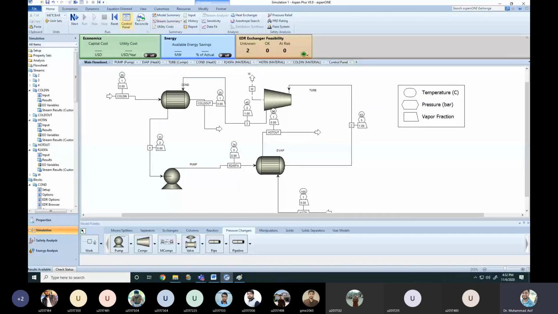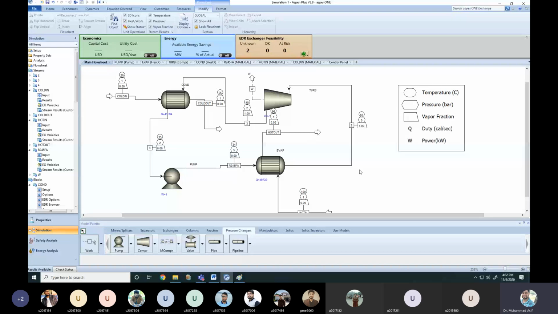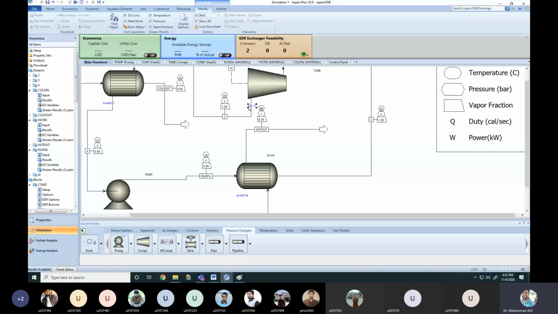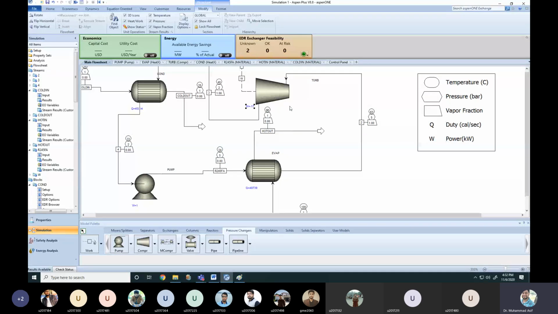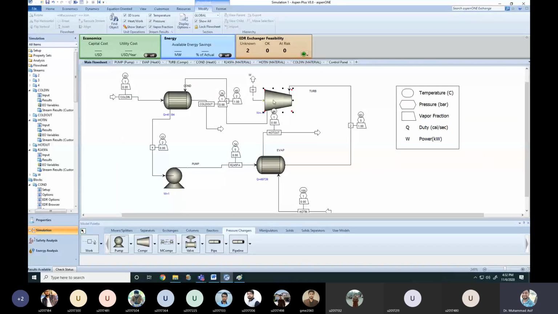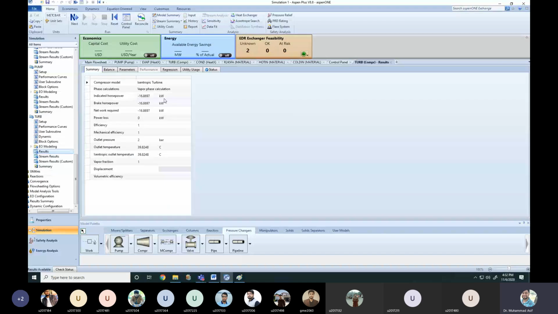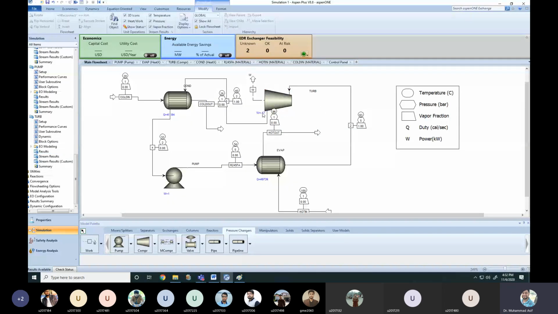We need to represent it from modify. You click on modify and there is a tab called heat slash work. If you click on that heat slash work, now again you can see the work here. Can you see that? So how much work is produced? 17 kilowatt. If you right click on that and click on results, you can see that the work produced by that turbine is about 17 kilowatt.